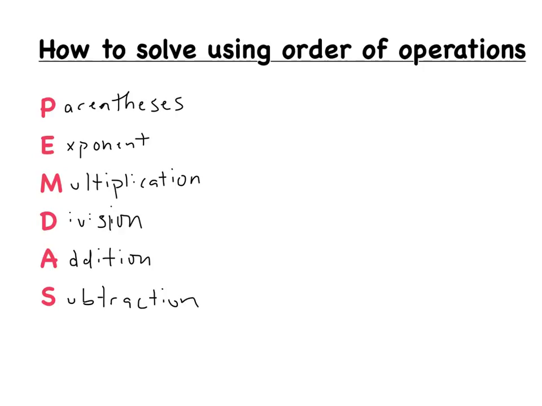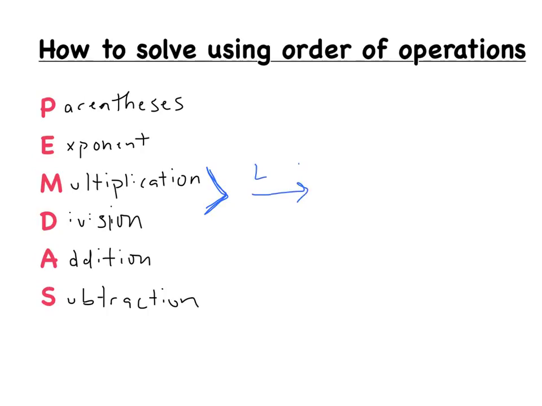So when you come across any expression, you're always going to look at the parentheses first. Second, after you solve the parentheses, you're going to go to the exponents and solve any of the exponents second. Third is multiplication and division, both of them together, and you're going to solve them whichever they are from left to right.